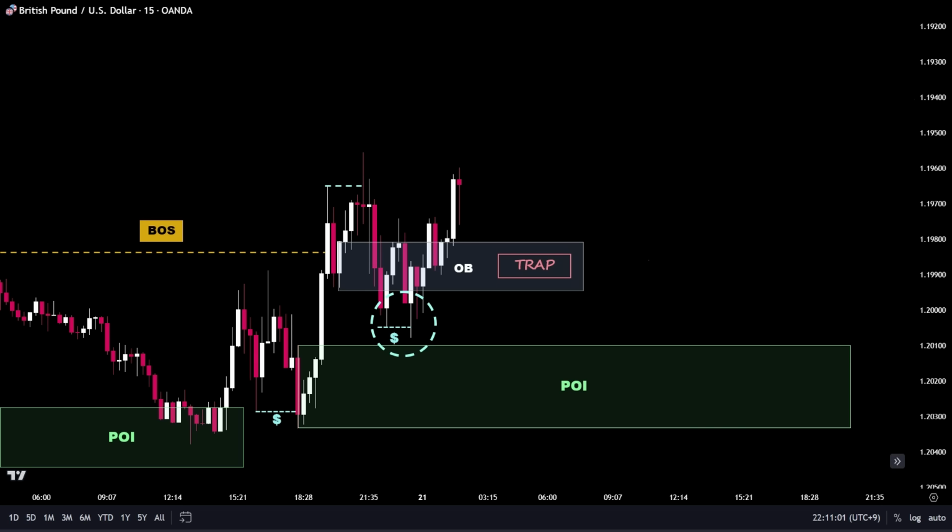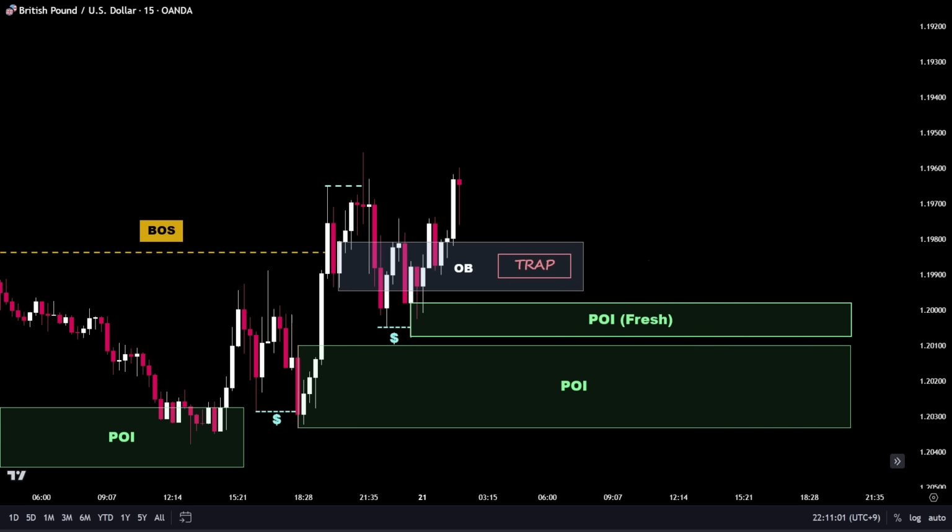Therefore, this most recent POI zone holds higher priority for us compared to the previous unmitigated POI that was formed earlier. With the appearance of a valid bullish POI pattern, we can now shift our focus to a lower time frame, such as the 1-minute chart, to identify a valid market structure shift. Once we spot a change of character that meets our criteria, we can consider it as a long opportunity with our target set at the most recent high.